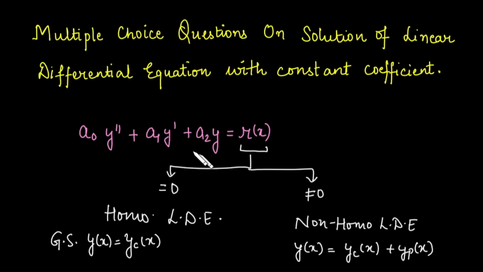In this video, we will explore more multiple choice questions on the solution of linear differential equations with constant coefficients. Let's take a second order differential equation. If the right hand side function is equal to 0, meaning a function that is not depending upon y and its derivative, then we just need to calculate the complementary function, that is the solution of the homogeneous linear differential equation. And if it is not equal to 0, if it is a function of exponential, sine, cos or polynomial, then we need to evaluate the particular integral.